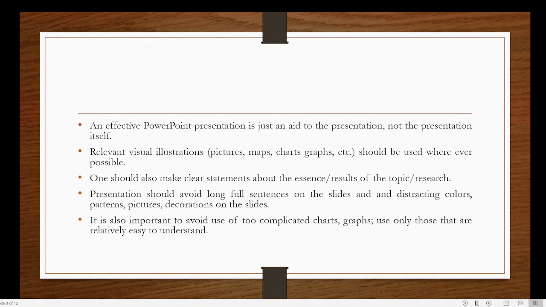And if you are presenting it in the form of a bar diagram, it will be easier for people to understand. So that is the advantage of using graphs or charts. One should also make clear statements about the essence of the result of the talk. At the end of the talk, you should give a very clear idea.